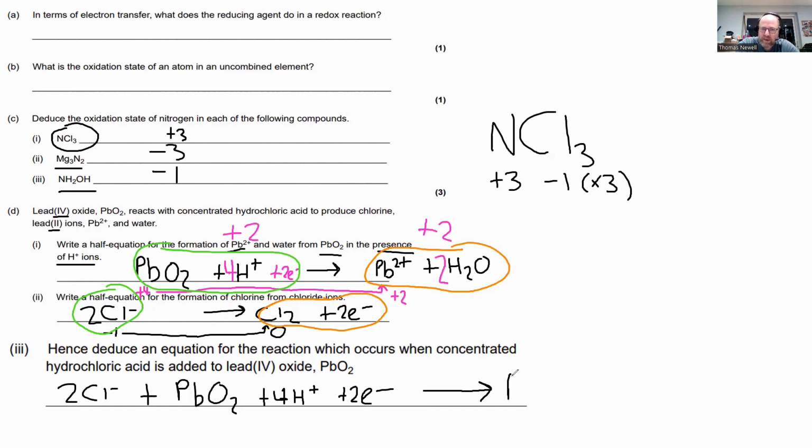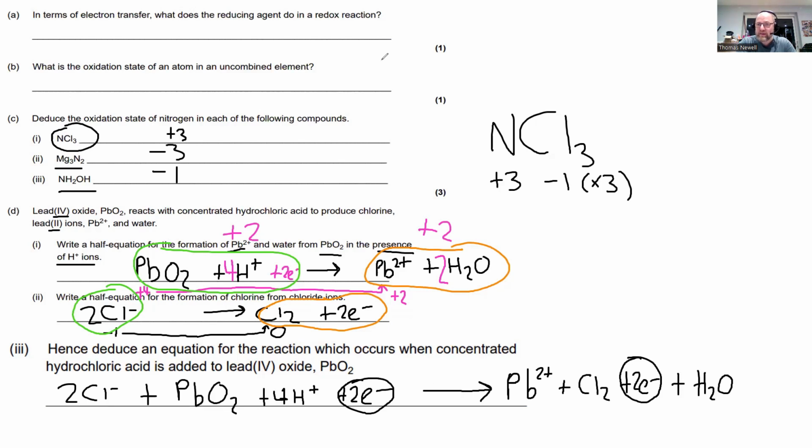So I've got Pb 2+ ions, plus chlorine, plus my 2 electrons that I'm going to scrap, and plus H2O. Now, is this balanced? Have I got the right amount on either side? I can tell you yes straight away, because if the electrons are balanced in a redox equation, that tells me the whole thing is balanced.